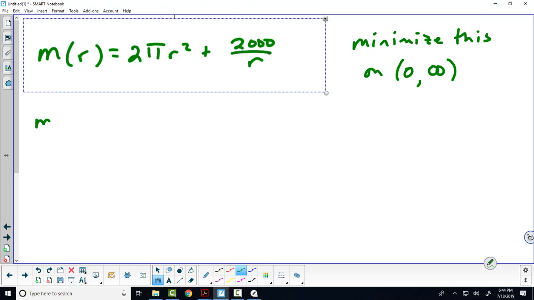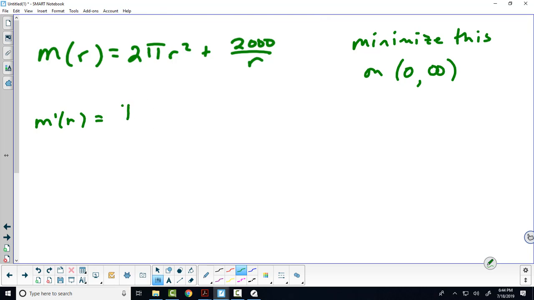So here we go. We take the derivative, because we're looking for the critical numbers. So here's the derivative. It is 4 pi r minus 2,000 over r squared. Any questions on how we did that? Anyone have any questions about that derivative? So I thought of this as 2,000 r to the minus 1 power, right? And then I did my power rule and put it right back down. Okay, any questions?